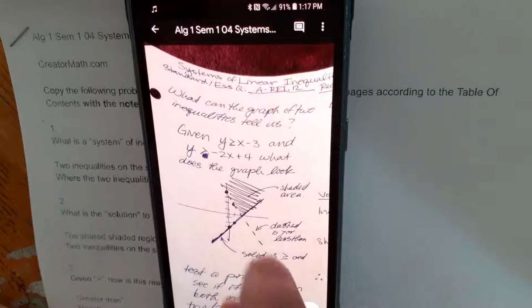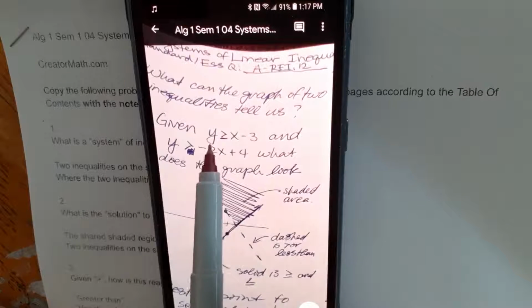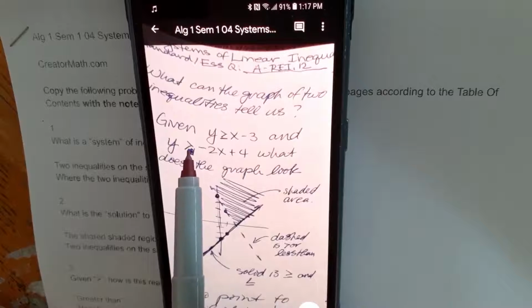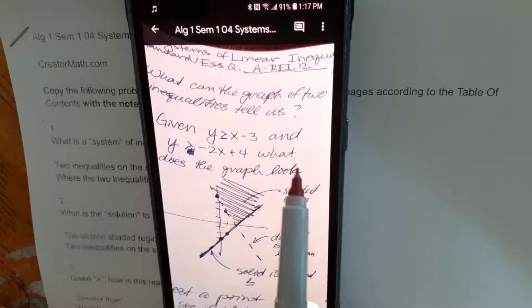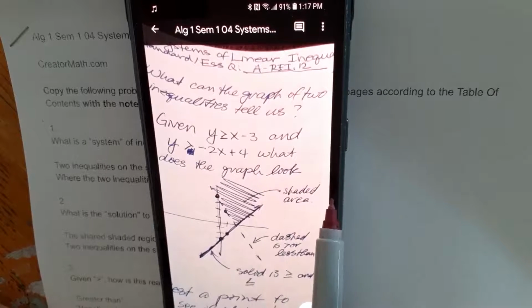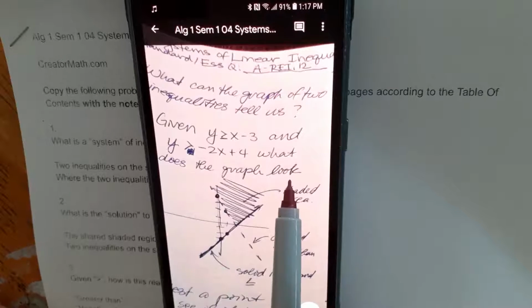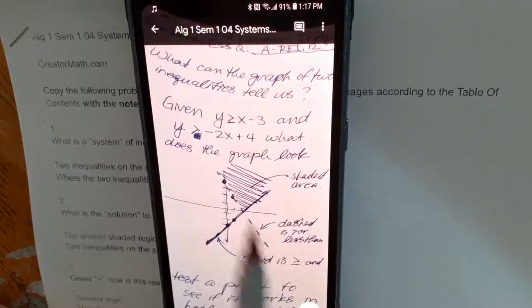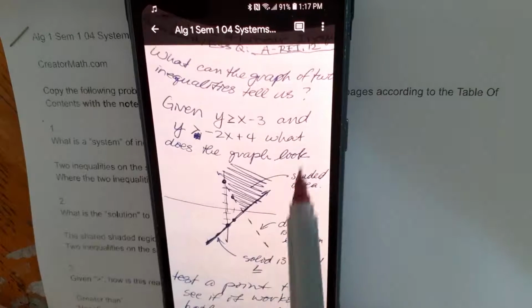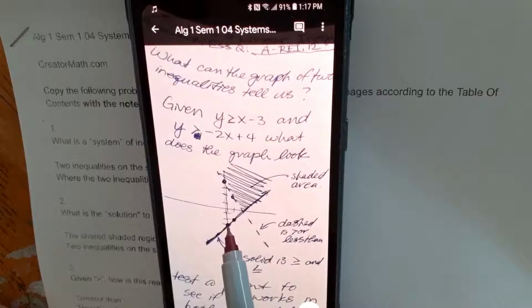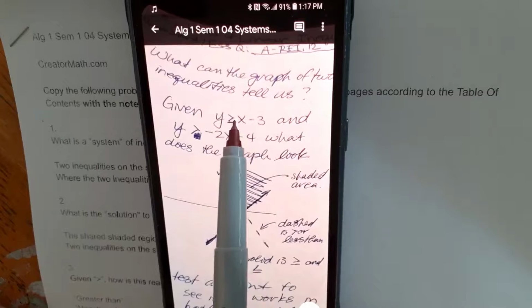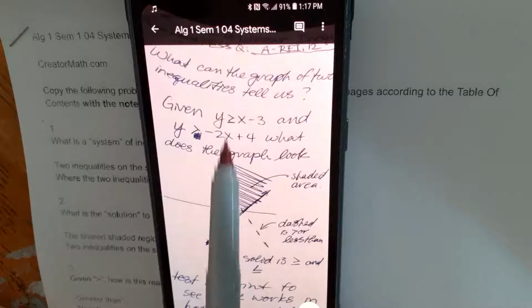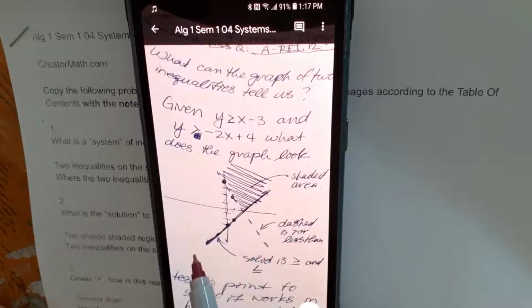All right, so just to go over what they're giving us here, given y is greater than or equal to x minus 3 and y is greater than negative 2x plus 4, what does the graph look like? Right here, right? So there's 2 things being graphed. If we go to the minus 3, 1, 2, 3, that's this right here. Then there's a slope of 1 over 1, so up 1 over 1, put 2 dots in a line. And this is greater than or equal to, so it's a solid line.